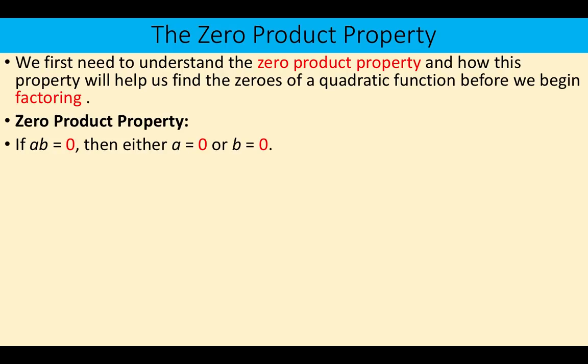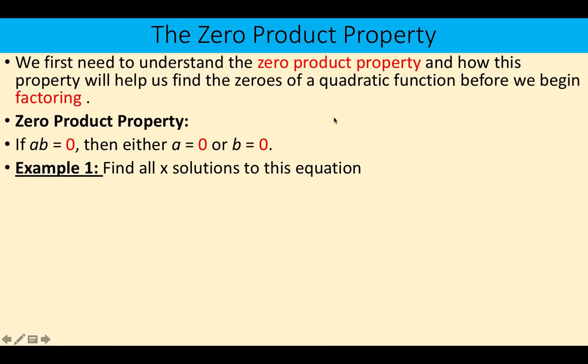If A times B is equal to 0, then either A is equal to 0 or B is equal to 0. So what does that mean? That's like saying 3 times 0 is equal to 0. I know that 3 is not 0, but 0 is 0. So one of the values must be 0. So if A times B is equal to 0, then I know that either my A is 0 or my B must be 0. That is the zero product property.